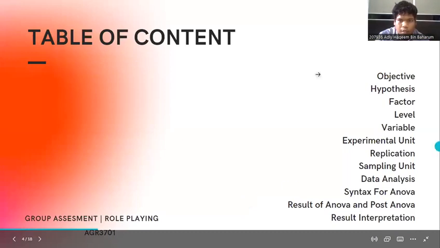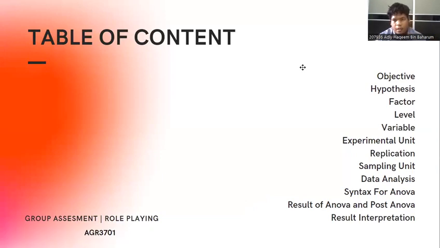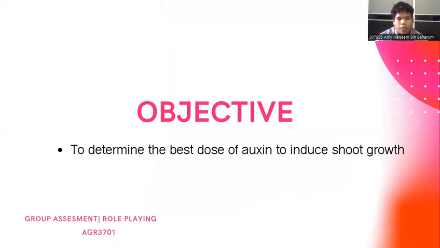This is the table of contents that we will go through. The first one is the objective, and then the hypothesis, the factor, the level, the variable, experimental unit, replication, sampling unit, data analysis, syntax for ANOVA, result of ANOVA and post-ANOVA, and lastly the result interpretation. So the objective of this experiment is to determine the best dose of auxin to induce shoot growth.